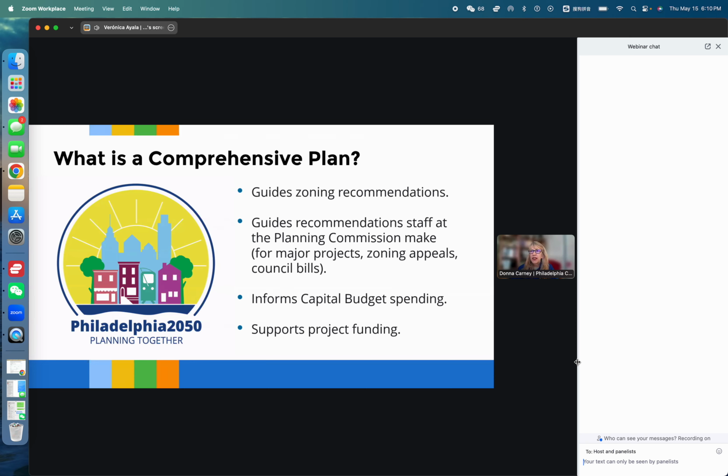A comprehensive plan is an official statement of goals, recommendations, and policies used to guide the physical development of the city, as adopted by the Planning Commission. Recommendations in the plan guide things like zoning and inform capital budget spending by other city agencies who can implement projects, and it helps make the case for specific project funding.